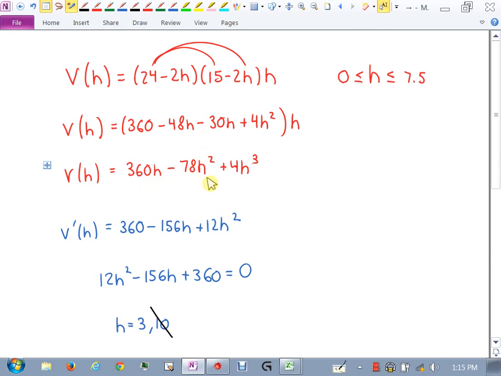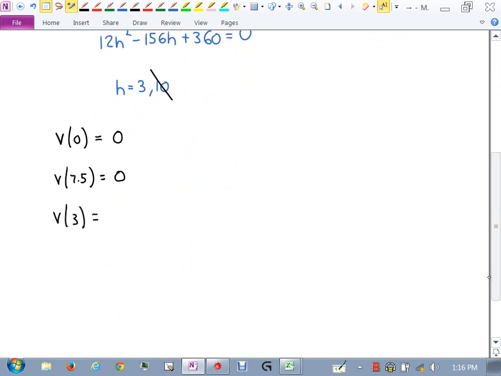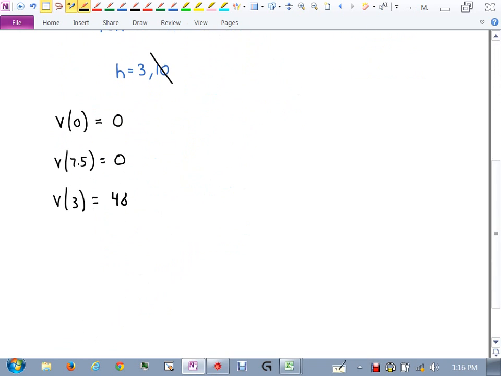I'm just going to plug it in right here to this one. So 360 times 3 minus 78 times 9 plus 4 times 27. 486. 486 inches cubed, cubic inches, because it's a measurement of volume. And since that's the biggest value, right, it's my maximum. I'm guaranteed. So let's answer the questions now.